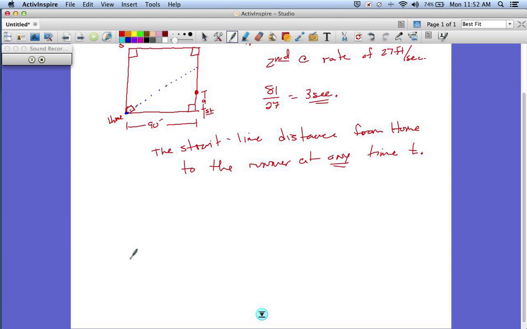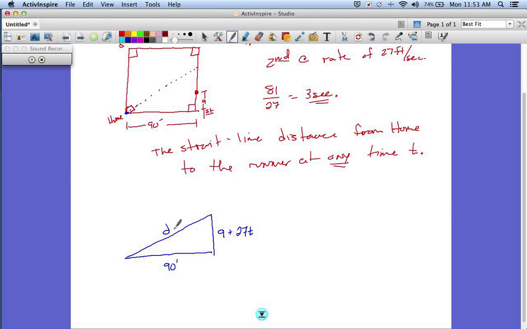So we're going to draw that triangle. There's my hypotenuse. Here are the 2 legs. Now this one leg we know is always 90 feet. Now this one differs with time. At no seconds, he's only 9 feet away. But after 1 second, he's 9 plus 27. After 2 seconds, he's 9 plus 54, 63 feet away. So at any given time, he's 9 plus 27t.